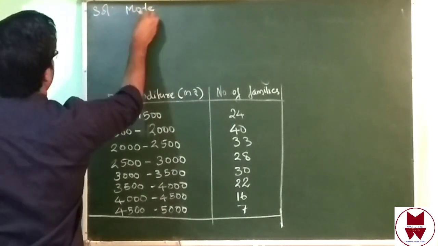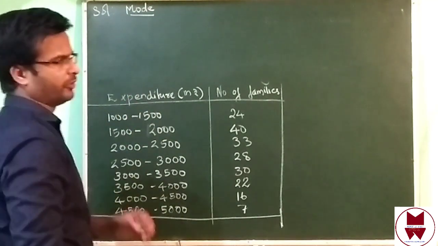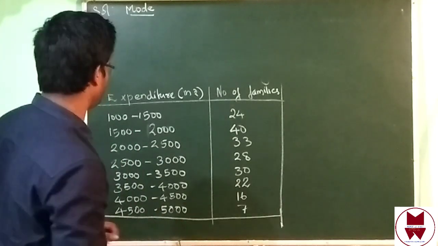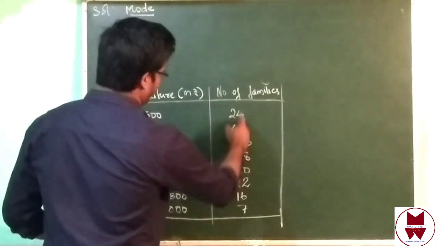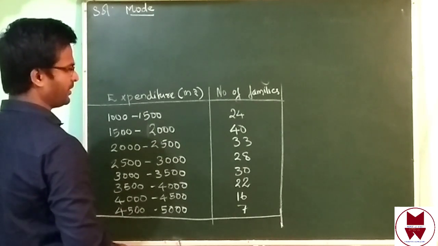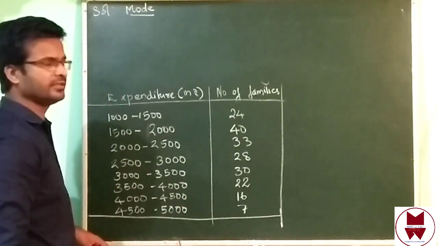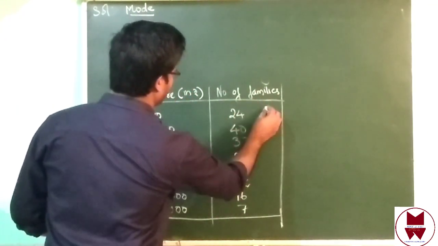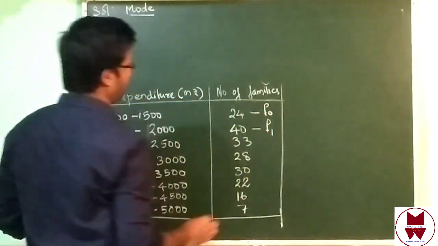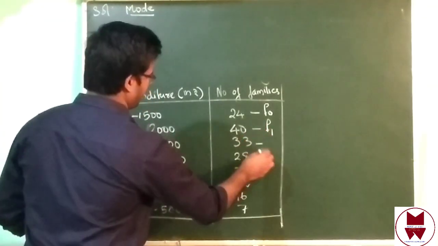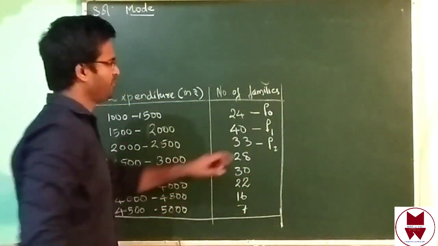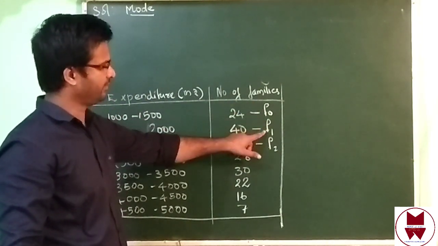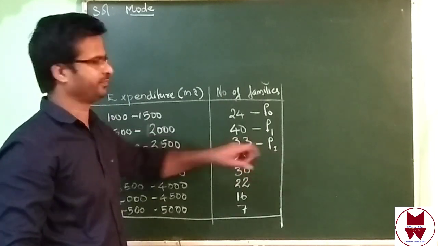Mode. For mode, first we need F1, then F0 and F2. What is F1? In frequency, which number is the highest? Here you can see 40 is the highest number. That will be our F1. Then the previous number will be F0. Then the next number is F2.